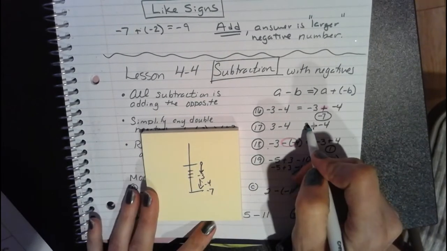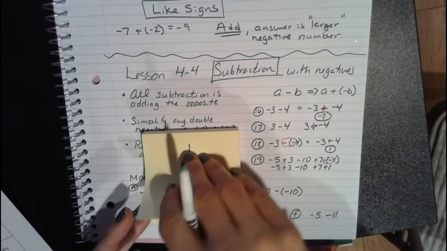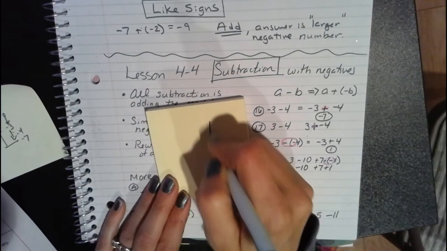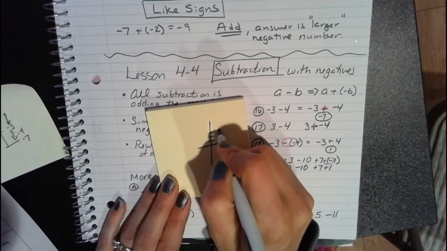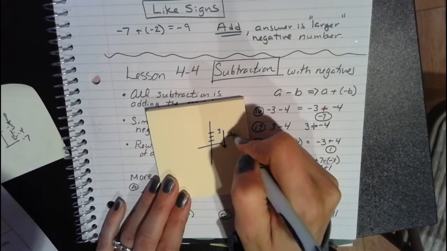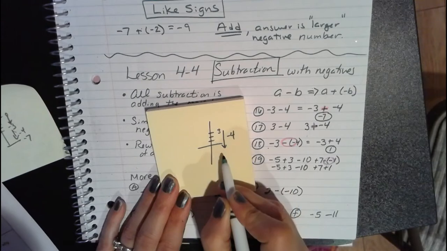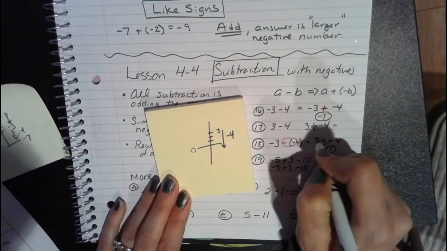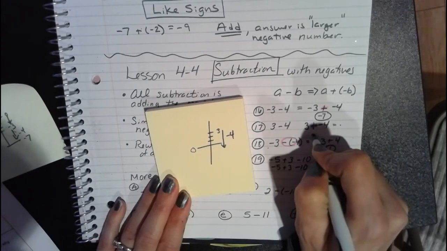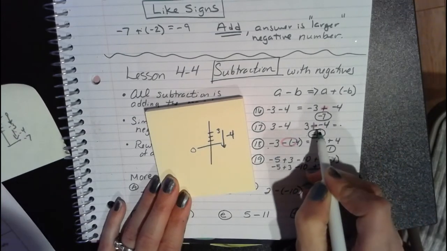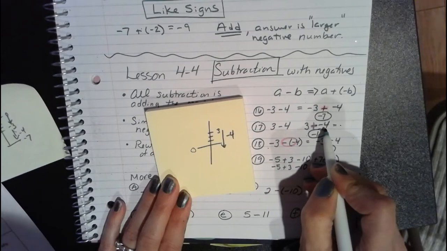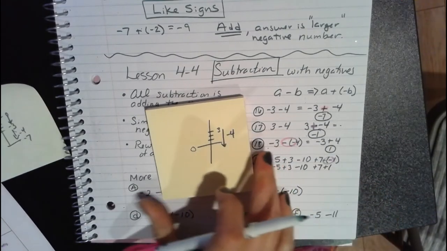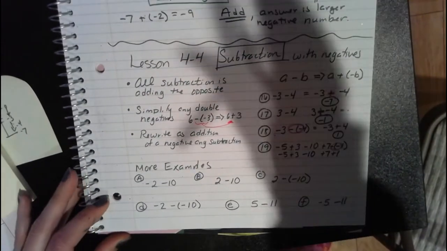So I am going to be on this one starting at 3 and I'm going to be going down 4 again. And if I start at 3 and I go down 4, I'm going to go past 0 into the negative zone. So this answer is -1. Okay, I have more of the negatives than I have of the positives, leaving me at -1. We need to just do a lot of examples of these.